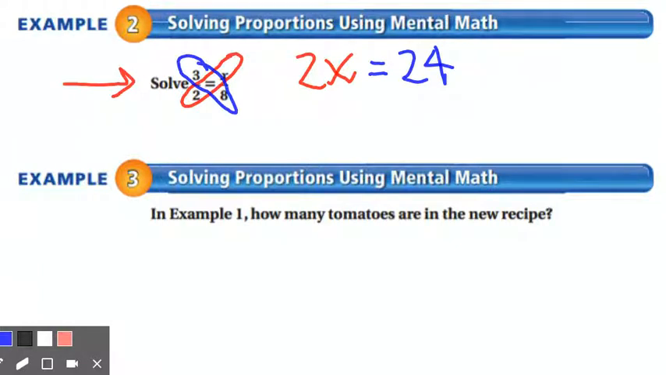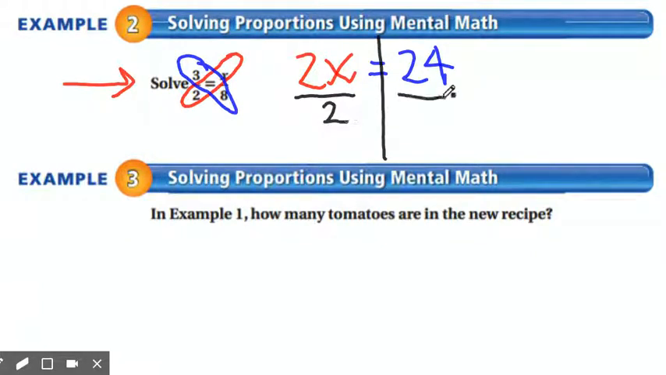Now, we have to solve this. So if you want, draw a line down the middle. If you have 2 times x, think to yourself, what's the opposite of multiplying by 2? That would be dividing by 2. So we're dividing both sides by 2. Our 2's cancel. X equals 24 divided by 2 is 12.